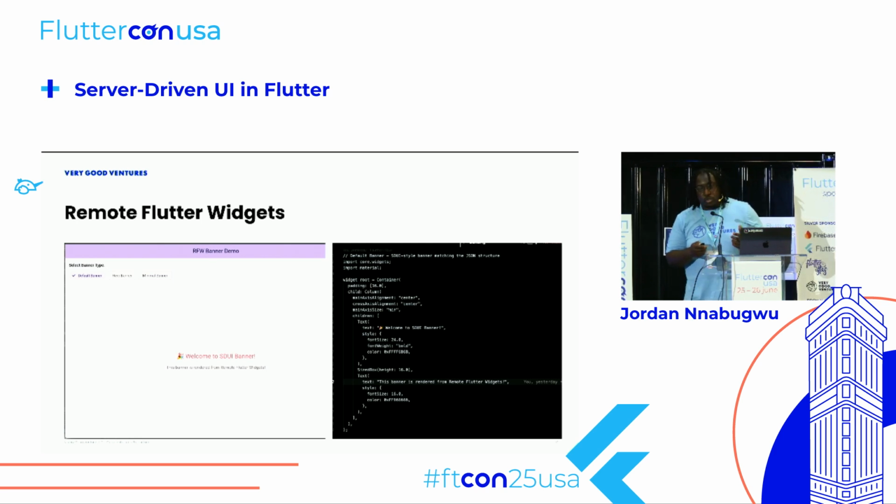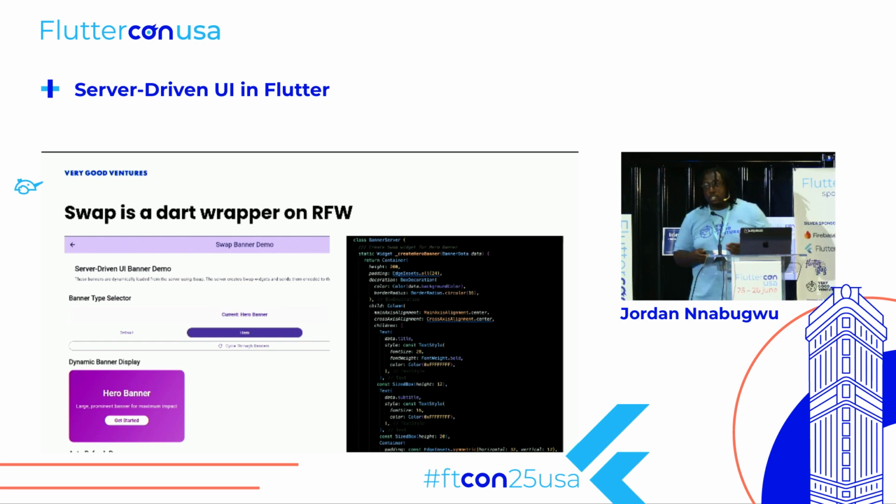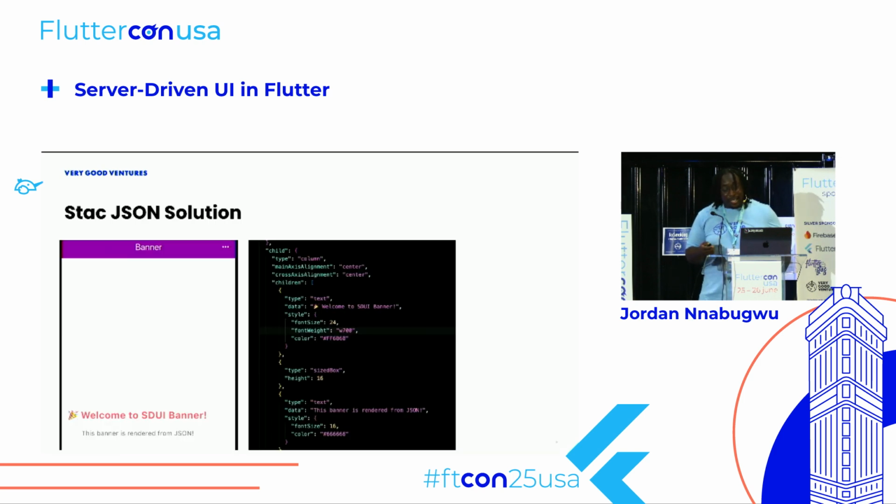And now we'll go into Swap. Swap is more Dart friendly for a Flutter developer because it uses Dart. And here's a hero page that you can see. All of these are being run on a server. And for my personal favorite, I would say Stack. Stack is basically a JSON solution, and it's way more readable, I personally think so. It shows the layout of your Flutter page, and it gets rendered in from Flutter.